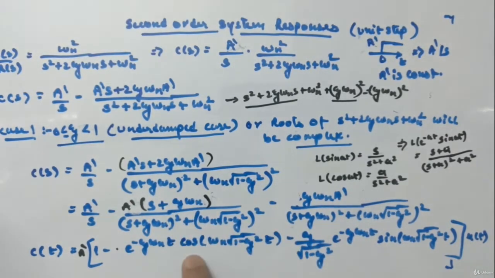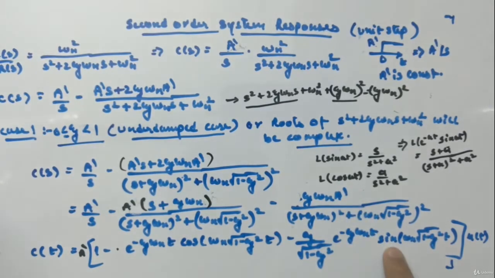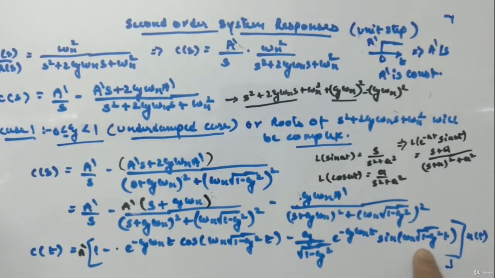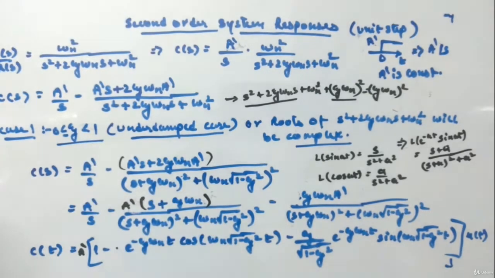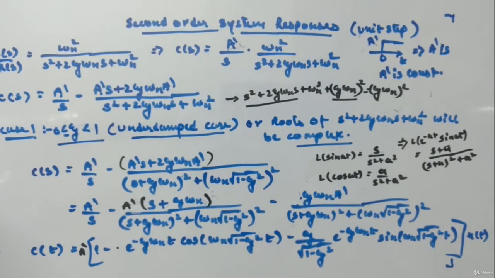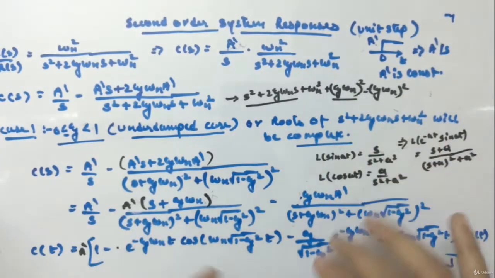If the s term was there, cos was there. If a constant is there, sine will come. Omega n under root 1 minus zeta square t into u(t). Okay, this will be the expression. This is an ugly looking expression for the underdamped case. Now you can reduce this equation to a simpler version, but I hope you got the derivation.